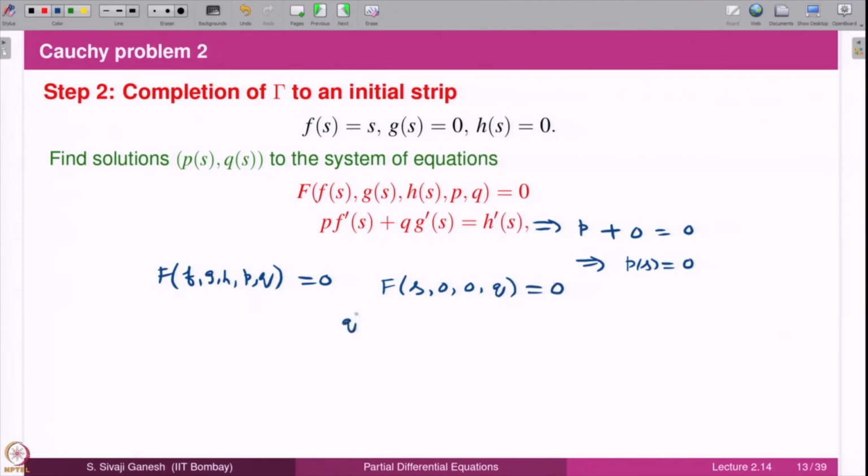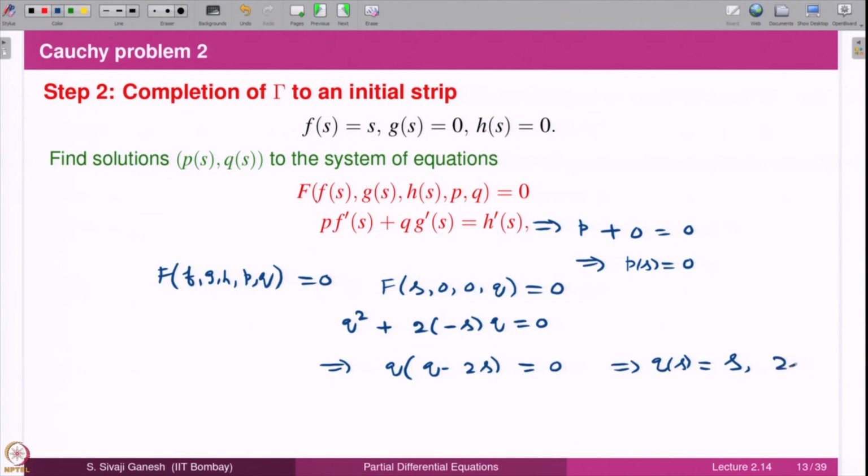So, we have to substitute these quantities in the equation. What we get is q^2, because p is 0, q^2 + 2(-s)q = 0. So, that implies if you take q common, q(q - 2s) = 0. That implies q(s) has two solutions, s and 2s. Therefore, what are the initial strips? Two initial strips are possible.